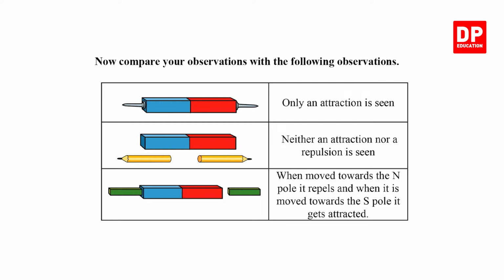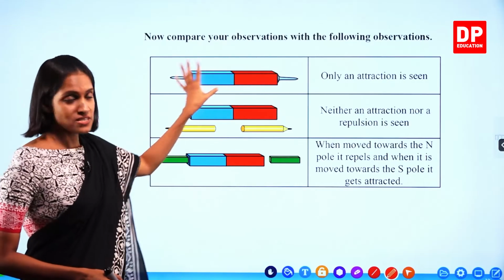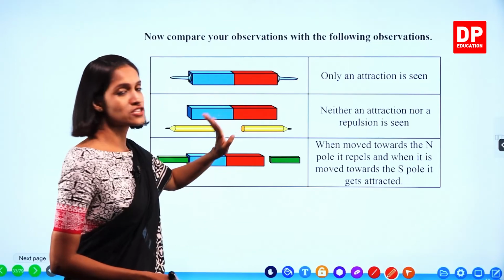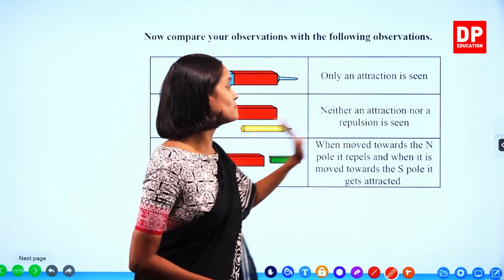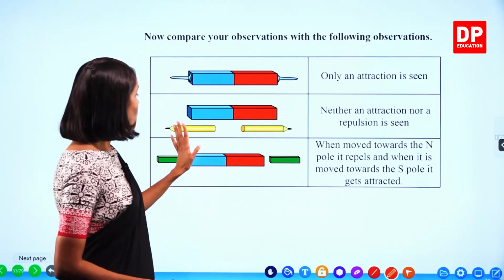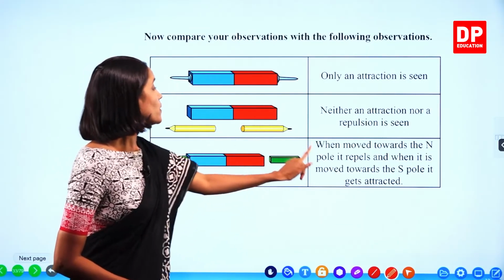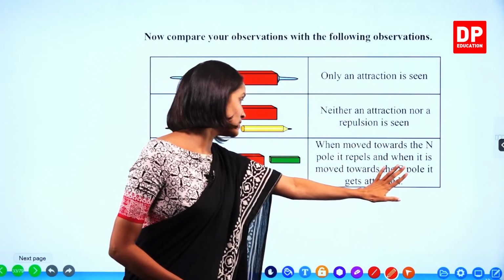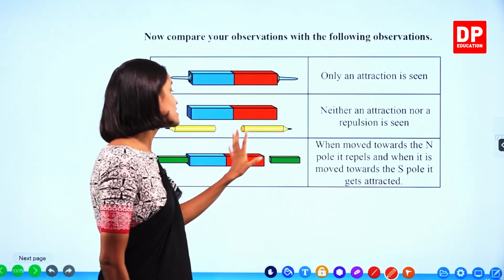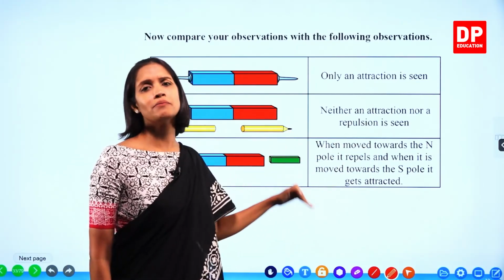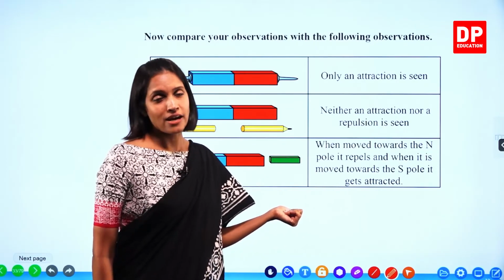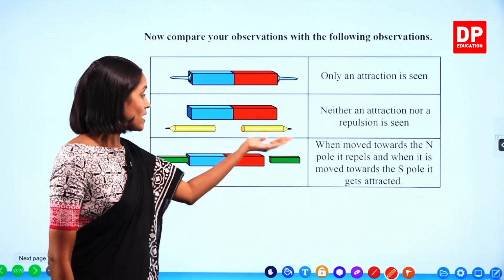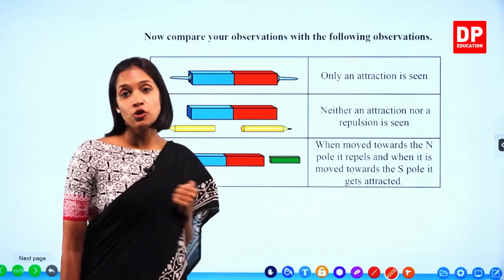When you use the iron nail, it gets attracted to both the sides. Therefore, only an attraction is seen. What about the pencil? No attraction, no repulsion. Neither an attraction nor a repulsion is seen. What about the bar magnet? The small bar magnet, when moved towards the north pole, it repels, and when it is moved towards the south pole, it gets attracted. This attraction and repulsion both can be seen only among two magnets. Right? Only among two magnets, this observation could be seen. This is why magnets can be easily identified from other objects.